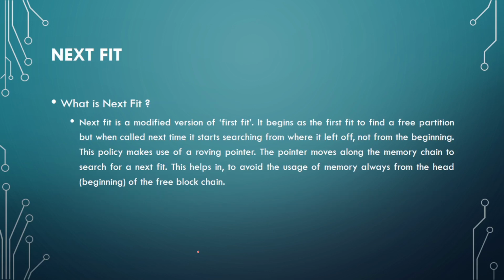Next, we will see next fit allocation. Next fit is a modified version of first fit. It begins as first fit to find a free partition, but when called next time, it starts searching from where it left off, not from the beginning. This policy makes use of a roving pointer. The pointer moves along the memory chain to search for a next fit. This helps to avoid always using memory from the head of the free block chain.